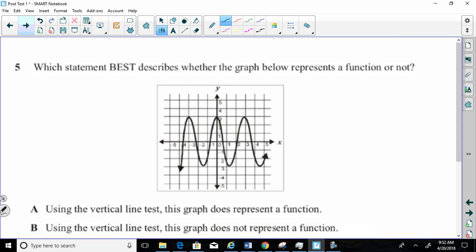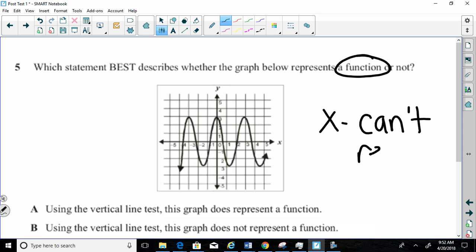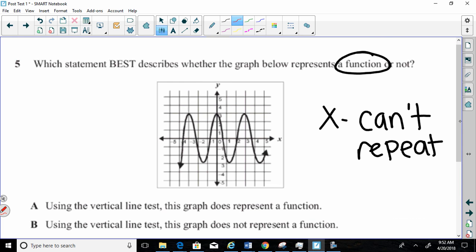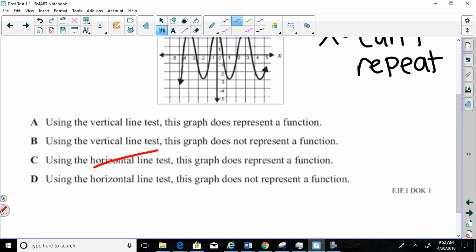All right, next one. To find if something's a function, what do I know? What can't repeat? X can't repeat. So it says which represents a function. X can't repeat. What type of test do I do? Vertical. So which two can I eliminate off the bat? C and D. Make sure you use that elimination tool. Don't be scared to use that because you don't want to read more words than you have to.